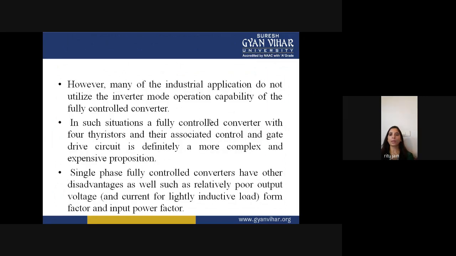However, many industrial applications do not utilize the inverter mode operation capability of the fully controlled converter. In such situations, a fully controlled converter with four thyristors and their associated control and gate drive circuits is definitely a more complex and expensive proposition. So single phase fully controlled converters have other disadvantages as well, such as relatively poor output voltage form factor and input power factor.